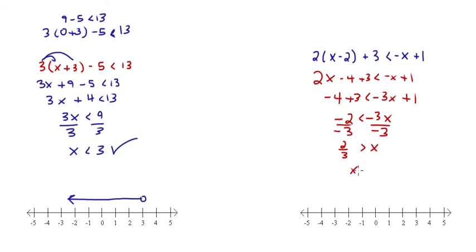We can pick any value that's less than 2/3. And again, we can pick a nice easy 0. That's a good one to plug in. And let's plug it into the original. And I put a 0 here because negative 1 times 0 is just a 0 still. So we get 2 times negative 2. So negative 4 plus 3 is less than 1. And what do we get? Is negative 1 less than 1? Yes, it is. And there we go.